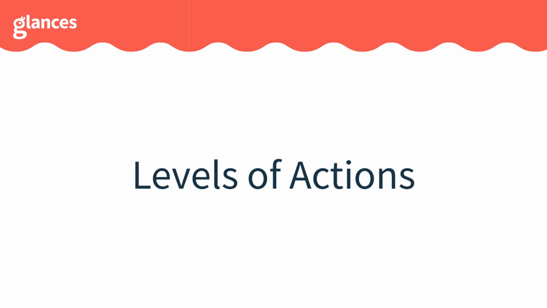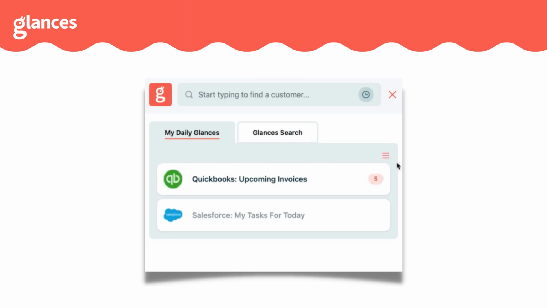There are 3 levels of actions that are available depending on the apps you connect and your Glances plan. Dashboard level actions can be completed from the My Daily Glances dashboard. These actions do not require that you search for a record first. For example, maybe you need to send a ClusDoc application to a prospective lead who is not yet a contact.